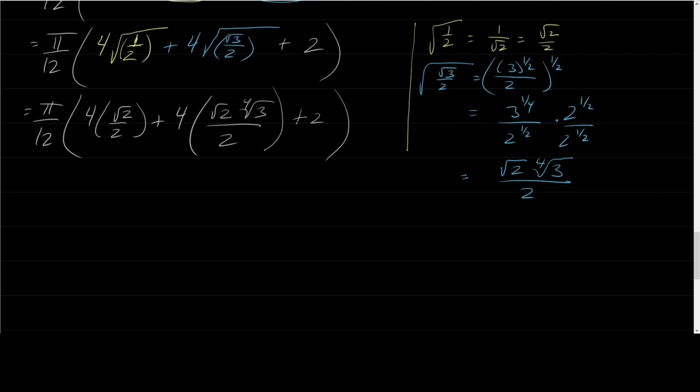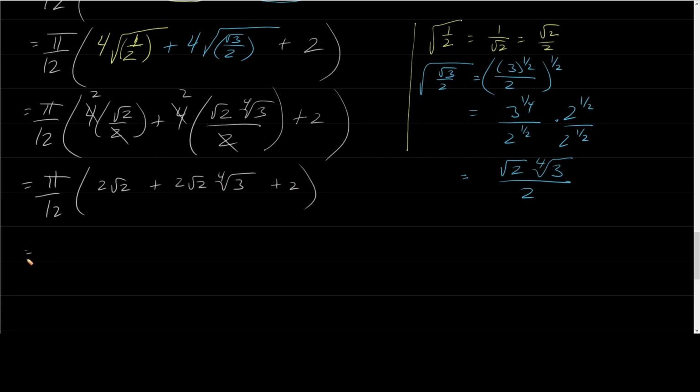So at this point, what we see now is that some of the stuff reduces, right? So this pi over 12 is still out here. This 4 and the 2 are going to reduce. This 4 and this 2 are going to reduce. So I end up with 2 radical 2 plus 2 radical 2 times the 4th root of 3 plus 2.